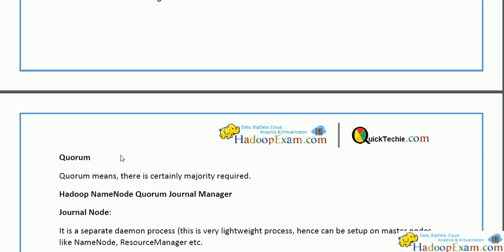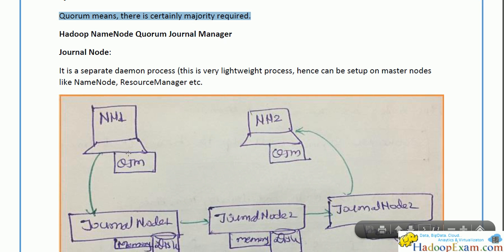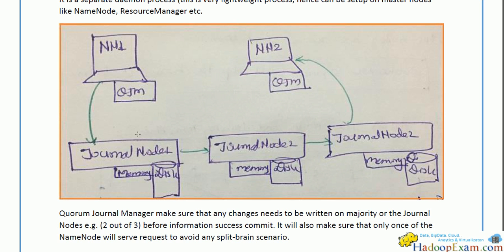Quorum we have already discussed. Quorum means a majority is certainly required. So this is the journal node and all the things which we have already configured. There is a Quorum Journal Manager, and it is the responsibility of the QJM daemon process to make sure that at least a majority of the nodes out of 3 journal nodes are able to write before making it a successful commit. So that is the purpose of the Quorum journal.